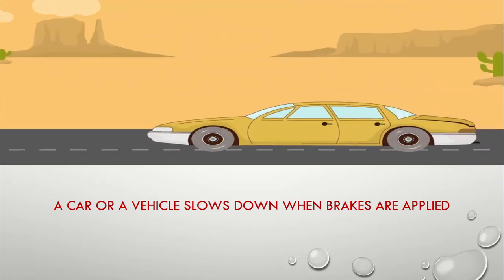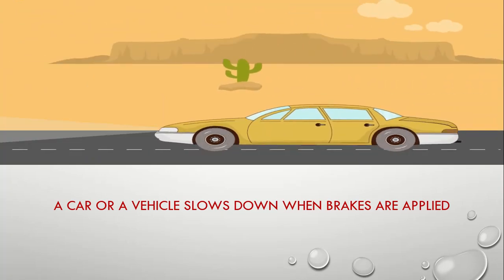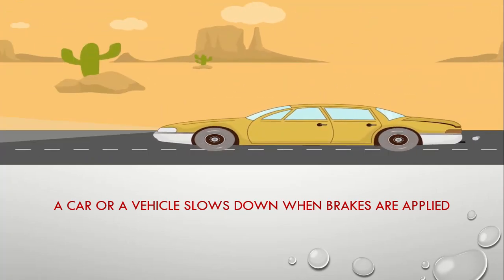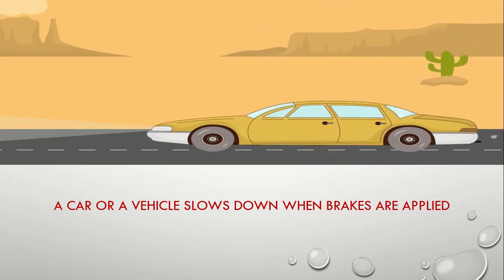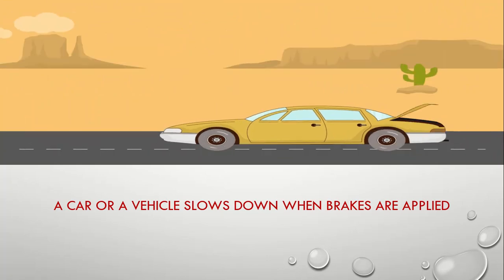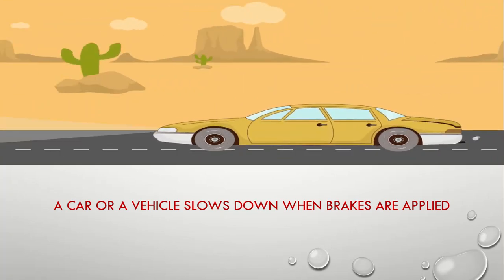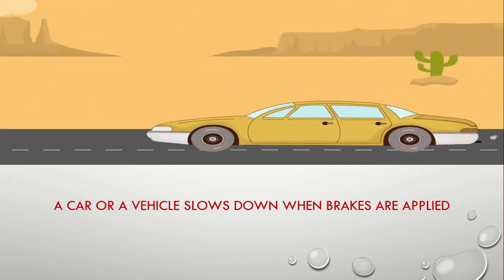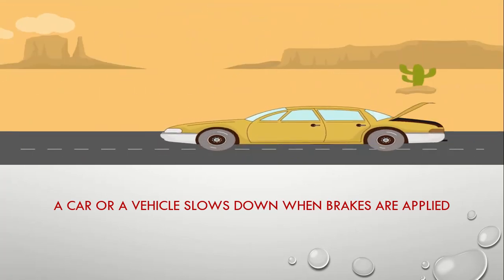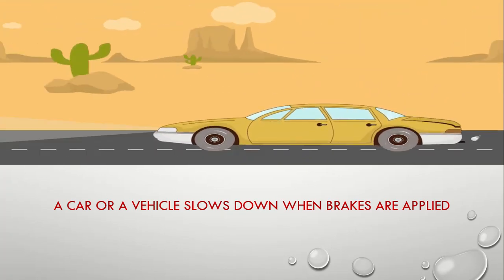Why does it happen? You must have observed that a driver of a car or a truck slows down a vehicle at a traffic signal or whenever there is busy traffic. You too slow down your bicycle whenever needed by applying brakes. So have you ever thought why a vehicle slows down when brakes are applied? So let us find out the answer.